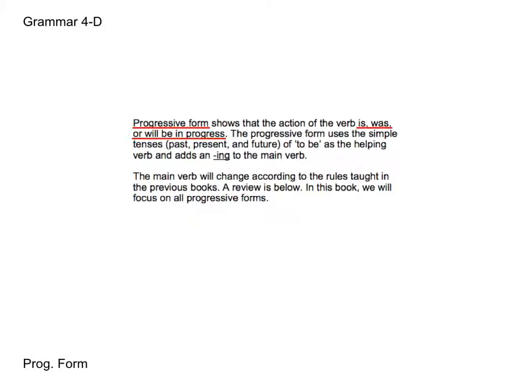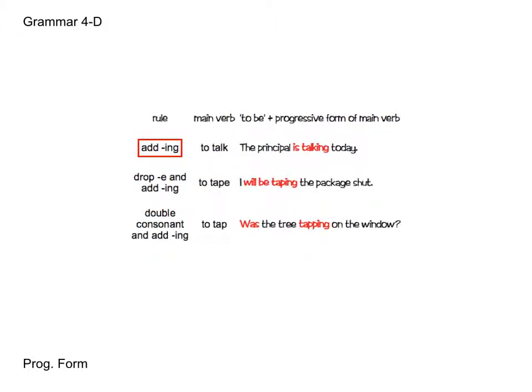So right now we're just going to gloss over progressive form. Remember, progressive form shows that an action of the verb is, was, or will be in progress. That is the whole essence of what this form is. To create that form, you're going to use the simple tenses of to be as the helping verb, and then you're going to add ing to the main verb. Depending on the verb, you may drop an e, double the consonant, something like that. But overall, you're just going to add the ing. But just in case, we're going to review the various rules of the main verbs. So let's look at that explanation page.